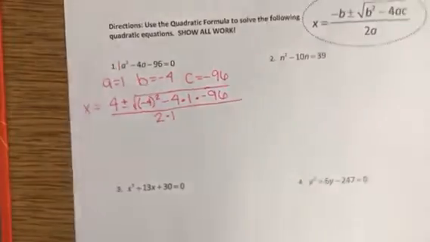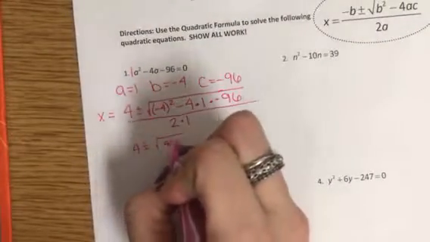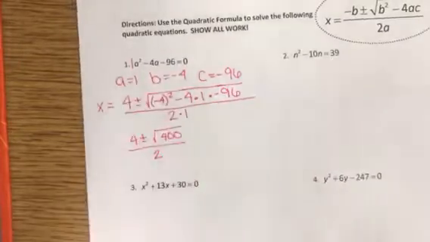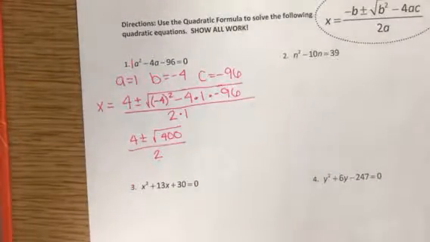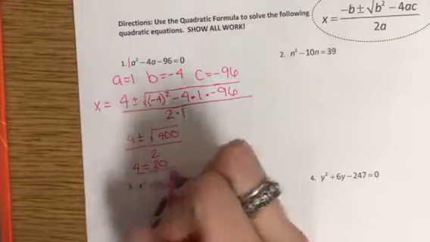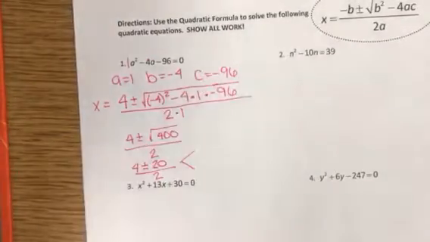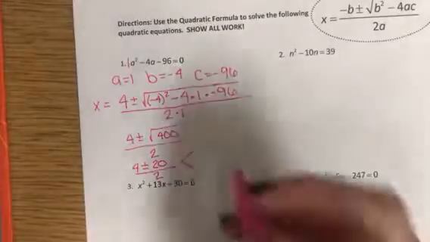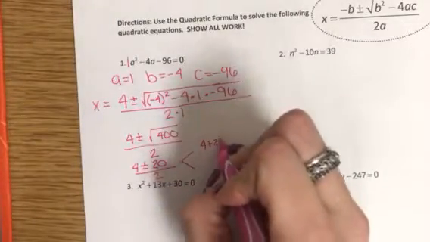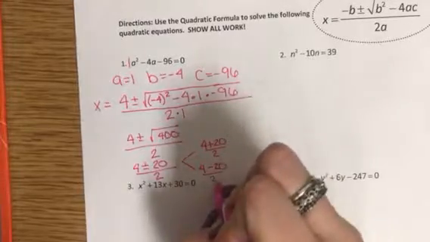Okay, so we get out 400. So now we have 4 plus or minus the square root of 400 all over 2. Then we're going to take the square root of 400, which is 20. So we'll have 4 plus or minus 20 all over 2. And this is really 2 options, right? We need to calculate both of them. So we need 4 plus 20 over 2, and we need 4 minus 20 over 2.